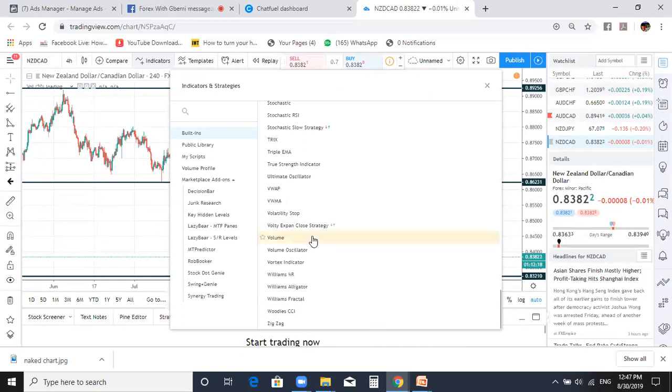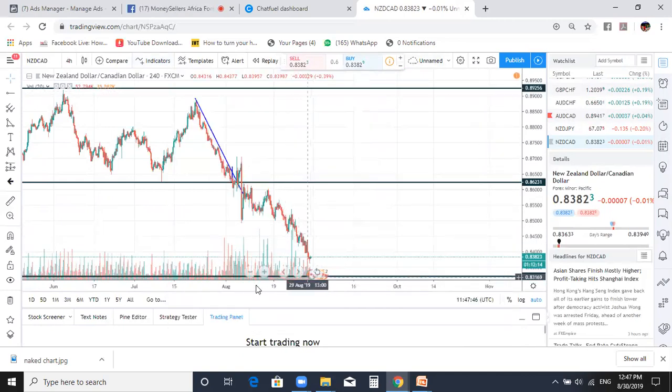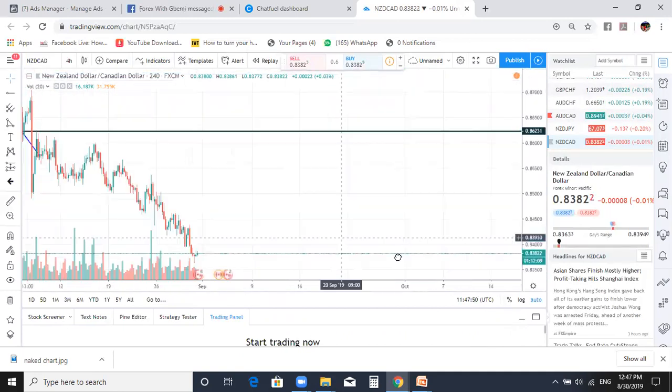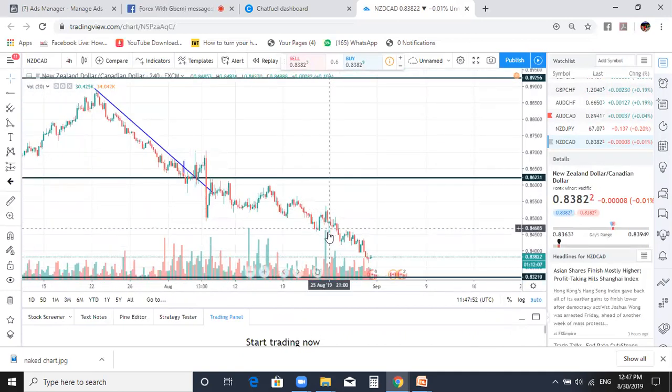Some people use volume. It helps them to know, okay, this currency has more volume than this one, because sometimes the market is just faking you. So you use this indicator. This one tells us the volume of the market, but it can also be deceiving. Look at this green now. See the way it's shooting up.